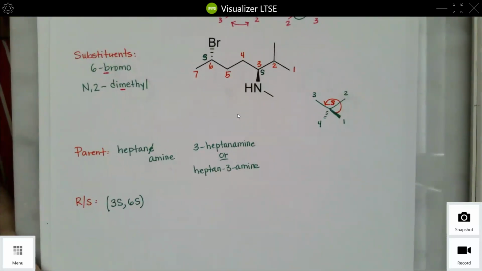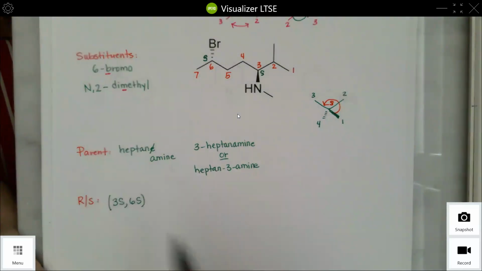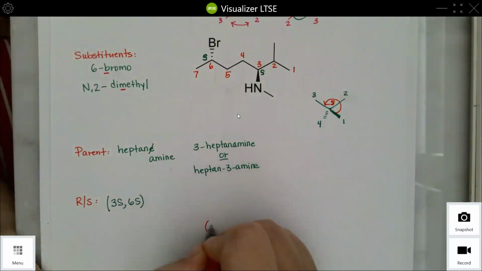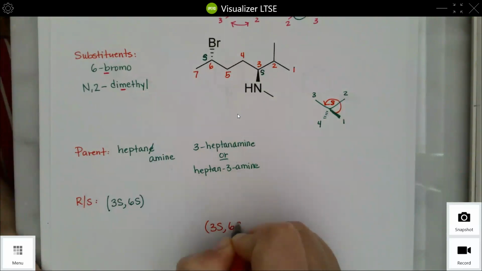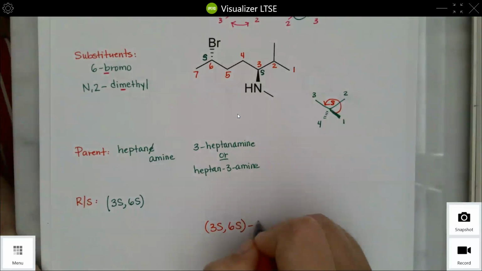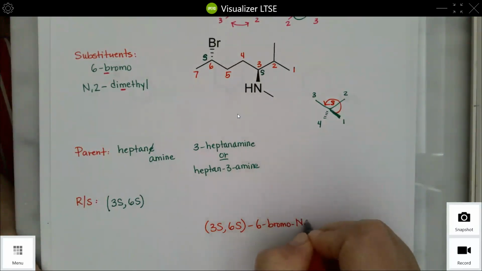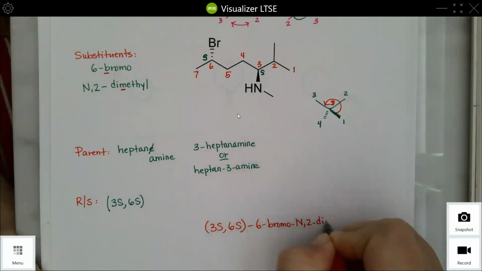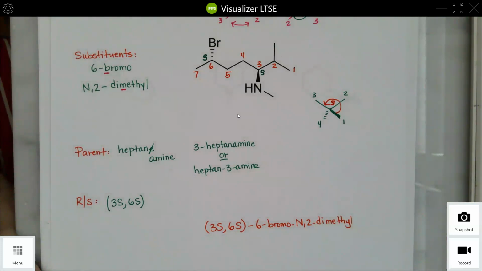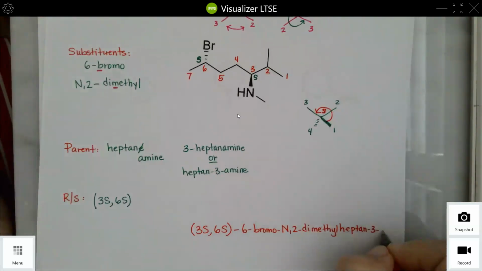Okay, now we need to put it all together. We start with the stereochemistry. So 3S, 6S, and then we have 6-bromo, N,2-dimethyl. And then we need the parent, right? So we can do heptan-3-amine.